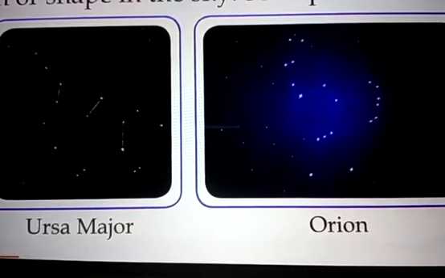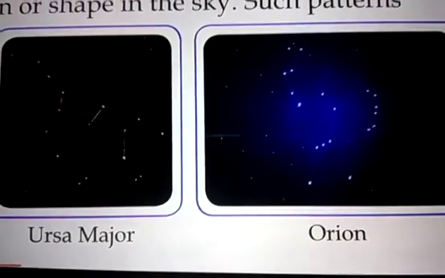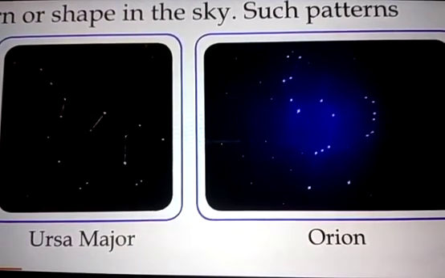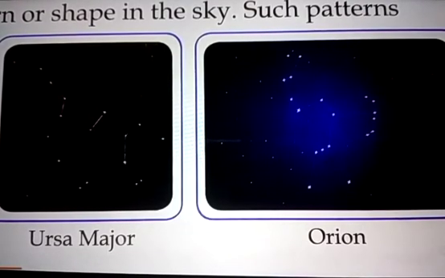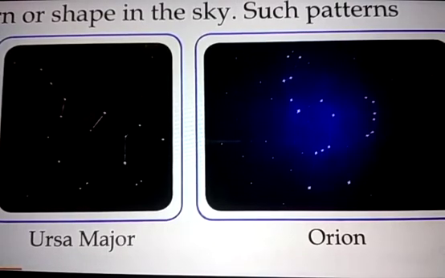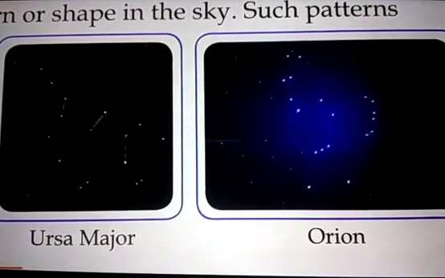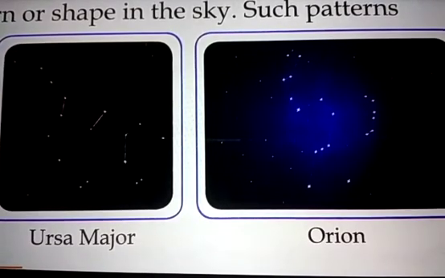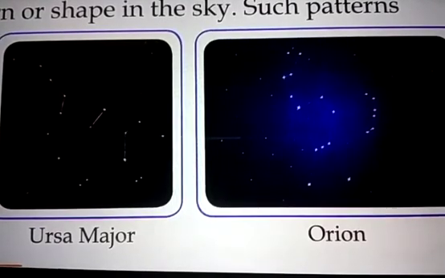So here in the pictures you can see there is some kind of pattern in the stars. Okay, so these patterns, or groups of stars that make patterns, are called constellations. There are 88 constellations in the sky. Two major constellations that we can see in India are Ursa Major and Orion. Okay, Ursa Major and Orion. These are the two major, meaning big, constellations that we can see in India.